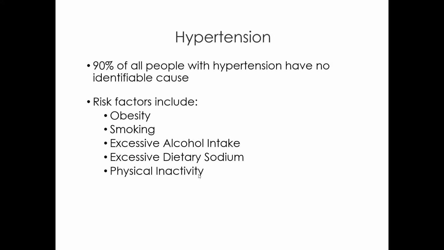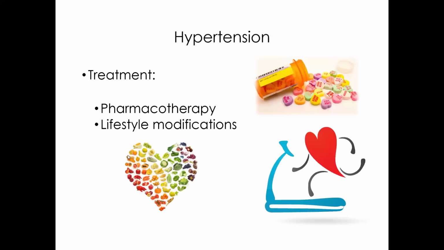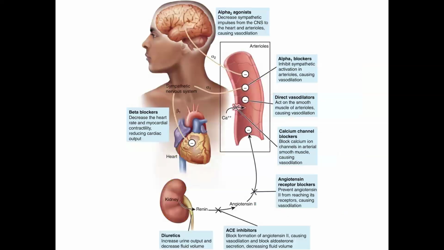Physical inactivity as well. So we're going to talk about treatments in class, pharmacotherapy, and then of course there's always lifestyle modification. Quit smoking, reduce drinking or quit drinking, exercise, more fruits and vegetables, less processed and refined foods. All of these things can help lower hypertension.